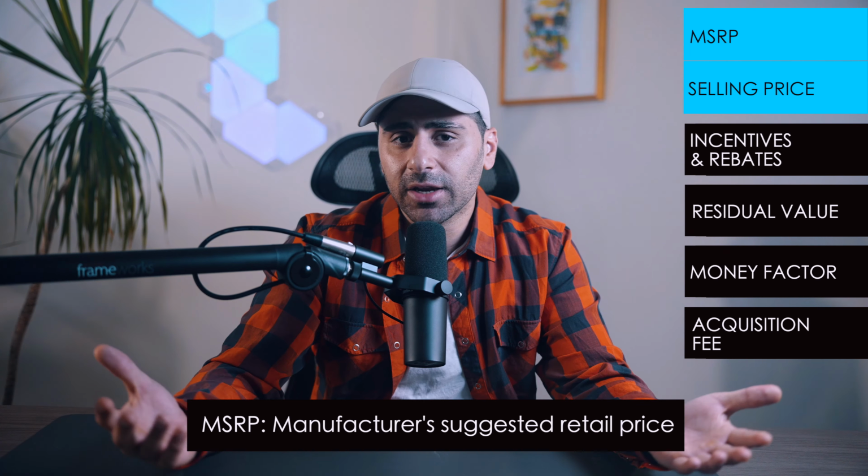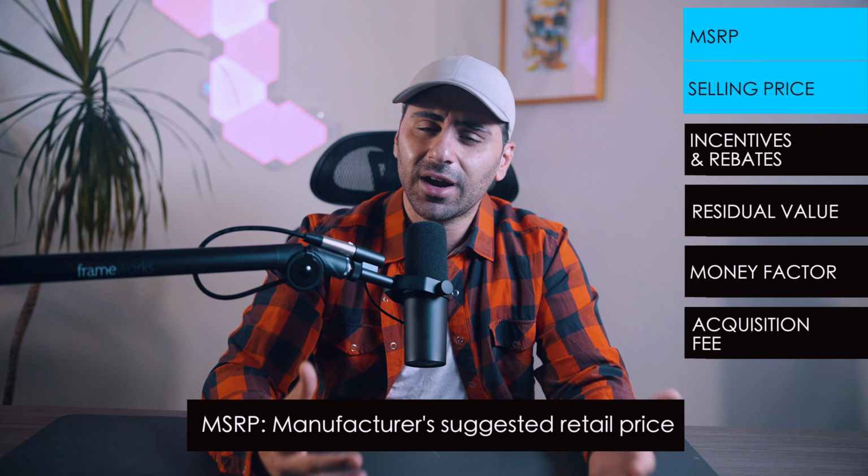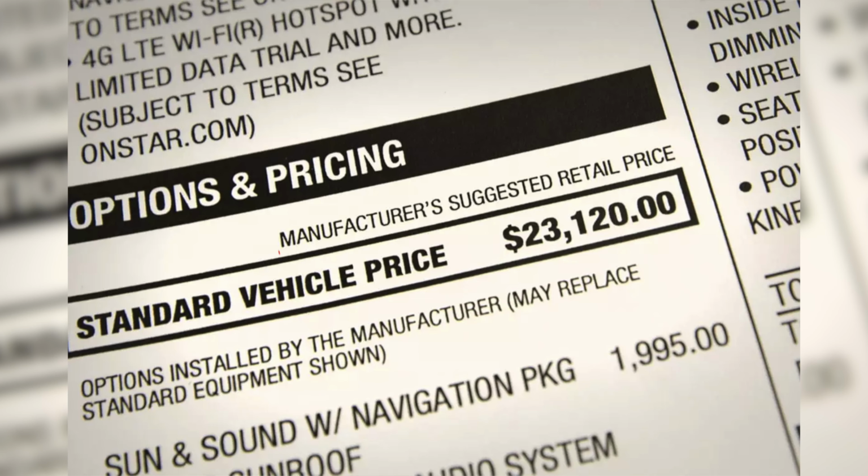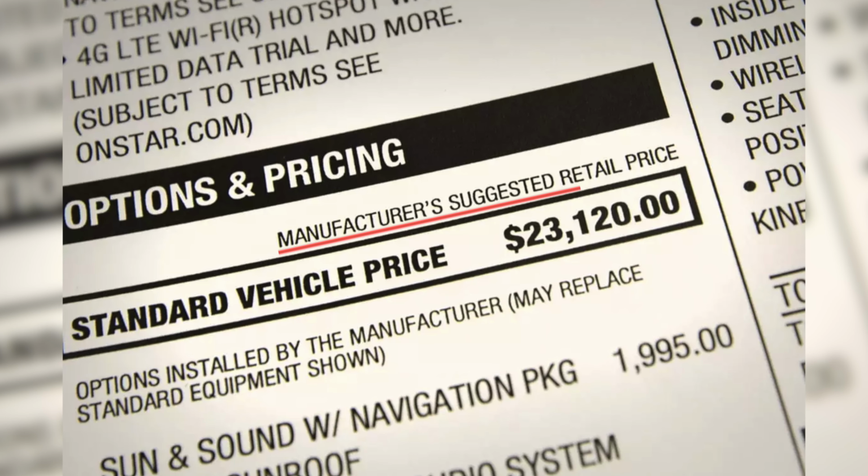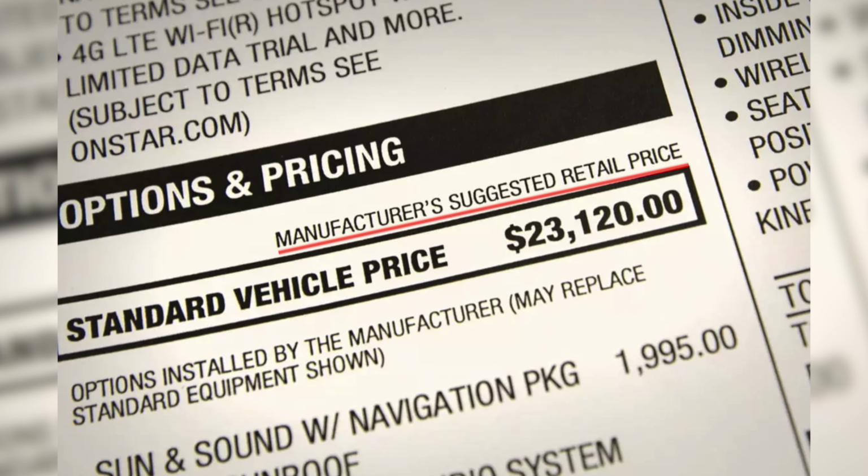So let's discuss the first 2 key pieces of information: the MSRP and the selling price. The first thing is MSRP, which stands for Manufacturer Suggested Retail Price. Pretty much everyone knows what that is. It's on the window sticker on the car at the dealership or on the dealer's website. So there's nothing interesting here. It's non-negotiable. So let's move forward with selling price.